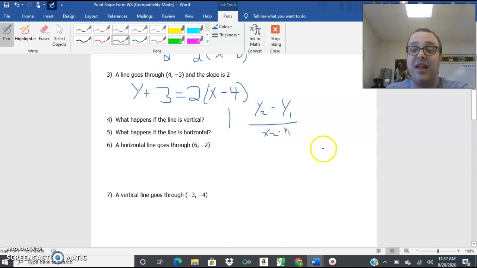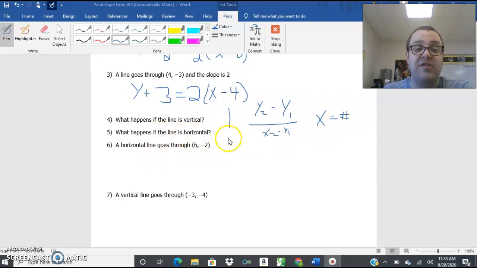The way that we end up representing that as an equation is we write it as x equals a number. That's what we write for a vertical line. And the reason why it's that equation is because, again, the slope is undefined, and so we end up with this x equals number.